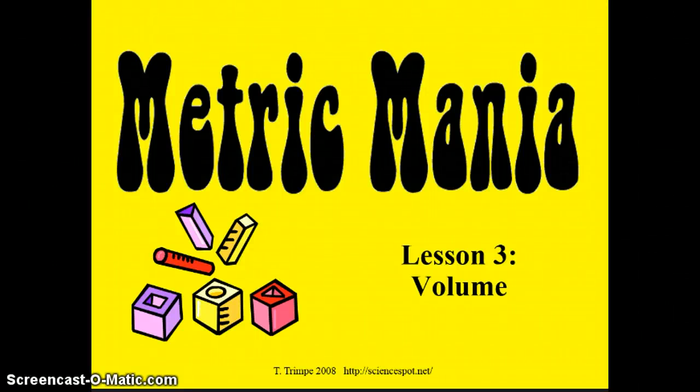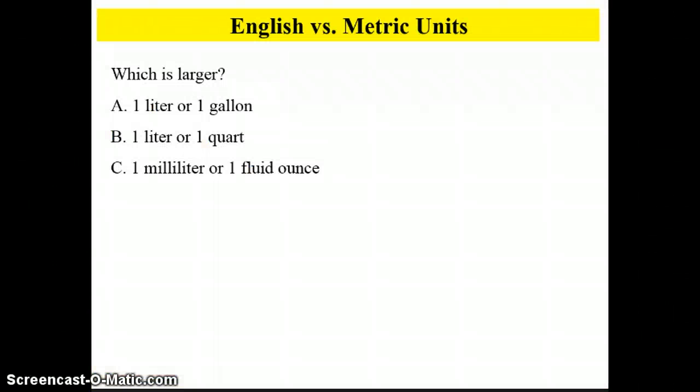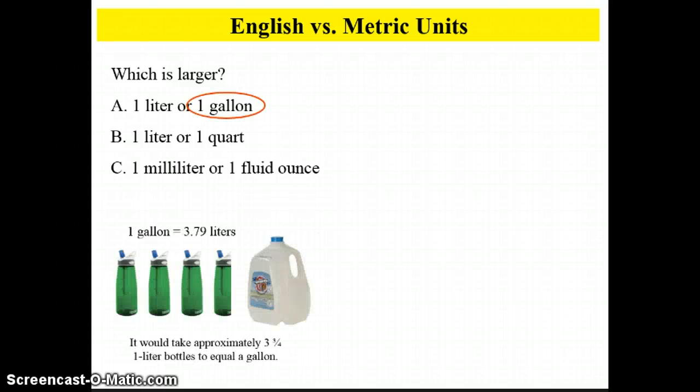Okay, looking at volume today with the metric system. Comparing the metric system to the English system, which do you think is larger? A liter, or a gallon? If you guessed a gallon, you were correct. Okay, 1 gallon is equal to 3.79 liters.